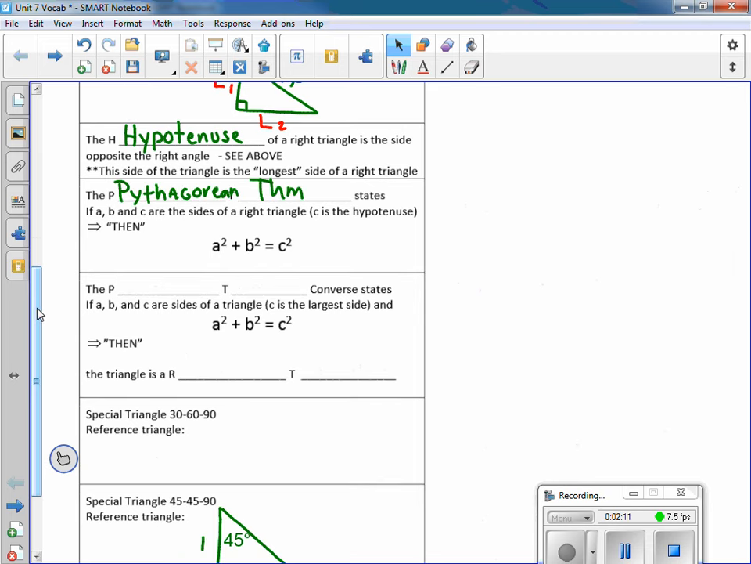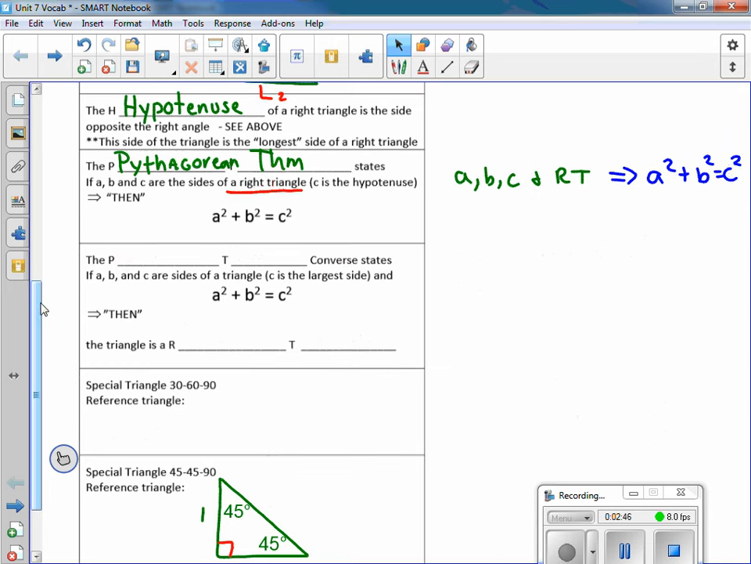Let's see, we got the Pythagorean theorem states that if A, B, and C are sides of a right triangle, so the important thing is they're telling you, hey, you know it's a right triangle, then you can assume that A squared plus B squared equals C squared, right? Okay, so let's just make sure we understand what this says. It says given three sides of a right triangle, right? If that's true, then I can assume A squared plus B squared equals C squared. Not greater than, not less than, but equal to it because I know it's a right triangle and it's the sides of a right triangle. Okay? All right, let's look at the next one.